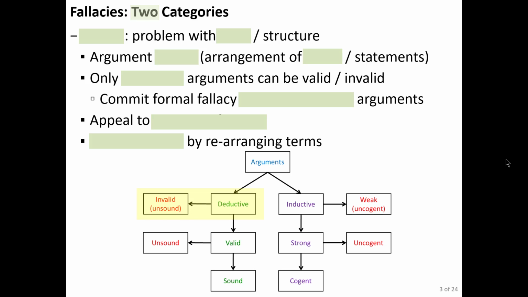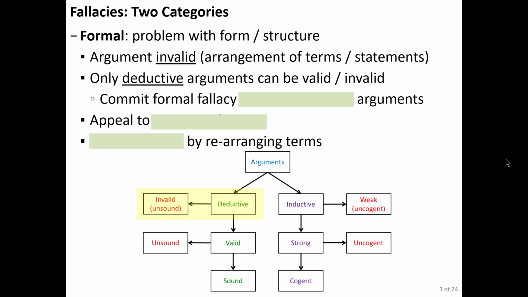So fallacies, we'll talk about two different types here. The first one is the formal fallacy. This one is pretty specific to just one type of argument that we've seen before. It's formal in the sense that there's a problem with the form or the structure of the argument. An argument is invalid if the arrangement of the terms of the statements is messed up in some way. We've seen this before with deductive arguments, so this really only applies to deductive arguments.